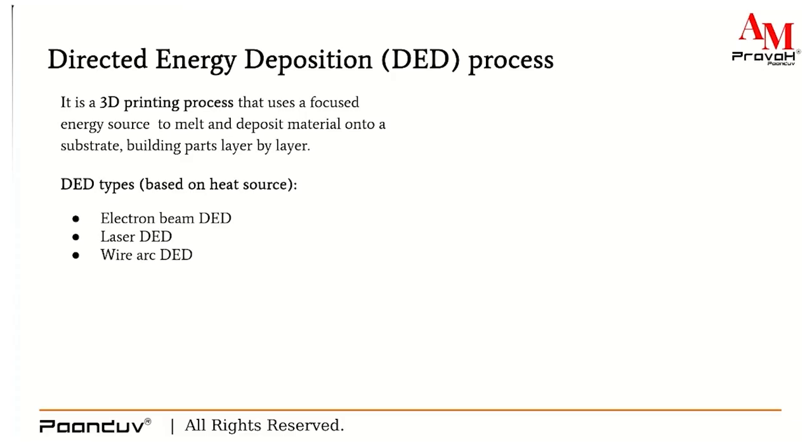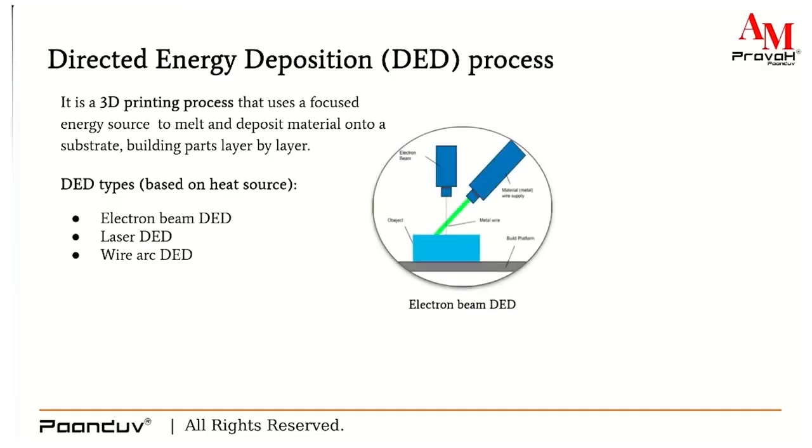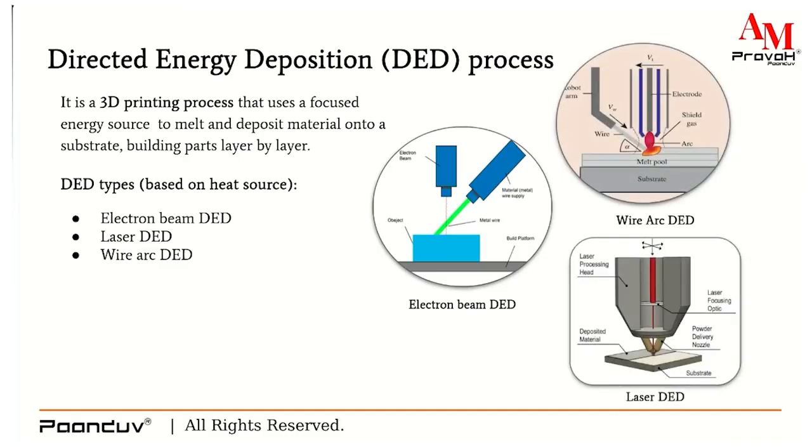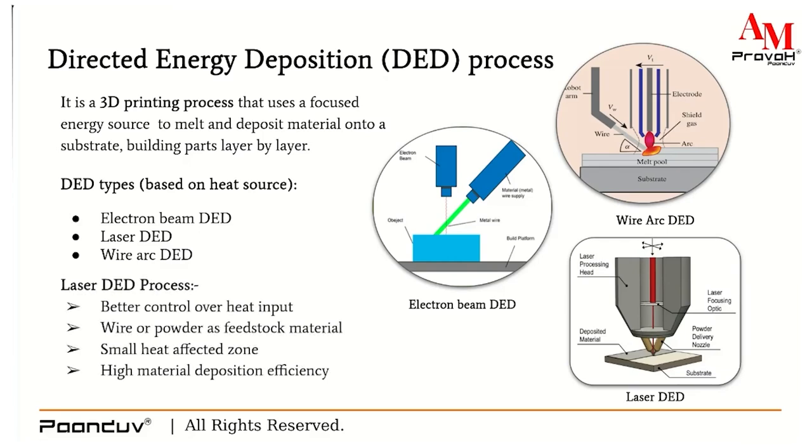And based on heat source, DED process can be classified into three types, that is electron beam DED, laser DED, and wire arc DED. Here goes the picture representation of the electron beam DED and wire arc DED, and then we have the laser DED. So among all these processes, laser DED is the most preferred one because of its better control over heat input. It uses wire or powder as the feedstock material. It also has a small heat affected zone, and it has high material deposition efficiency.